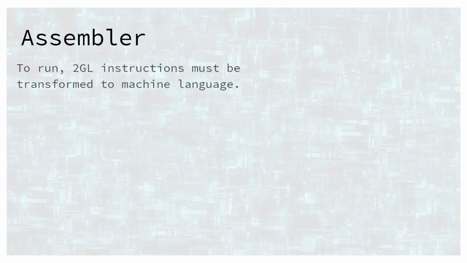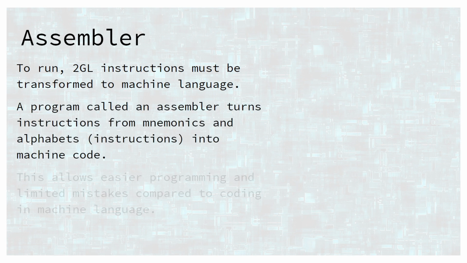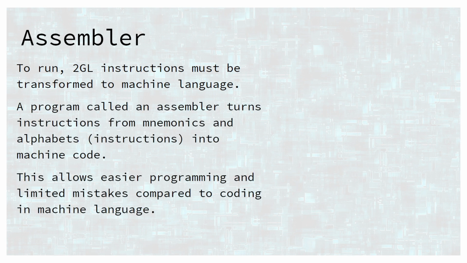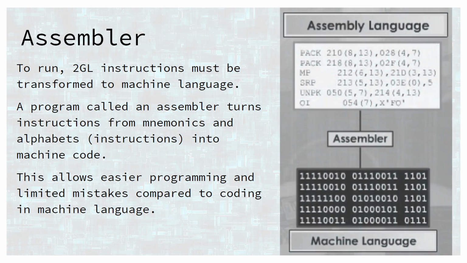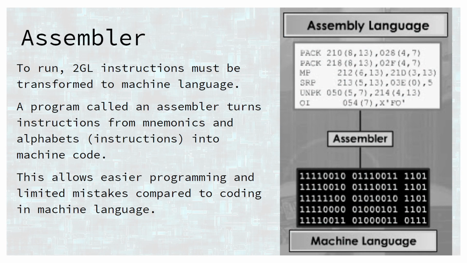Okay, so now we have an assembler, and it's really important you understand the word assembler. This is the second generation language, and this is how code that was written in a 2GL gets converted into machine language to be executed. It uses an assembler, which turns the instructions into machine code. This allows for easier programming and limited mistakes as compared to, as I said, first generation languages. So at the top of the diagram you see a whole bunch of second generation coding language, which then runs through the assembler, which then gets converted into ones and zeros to be executed by the CPU as machine language.